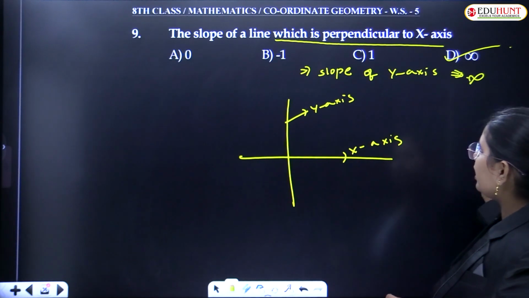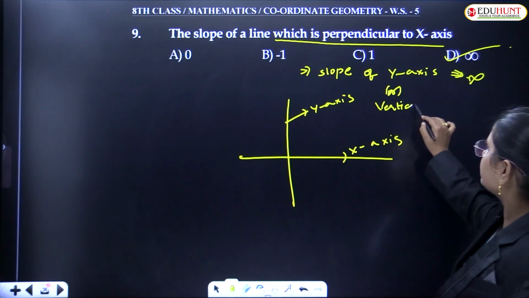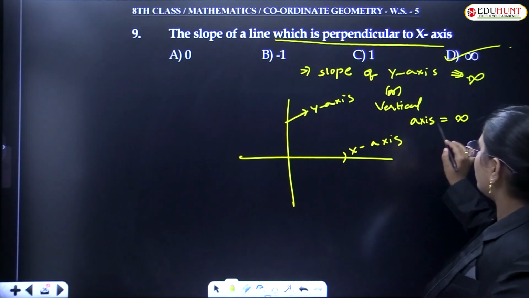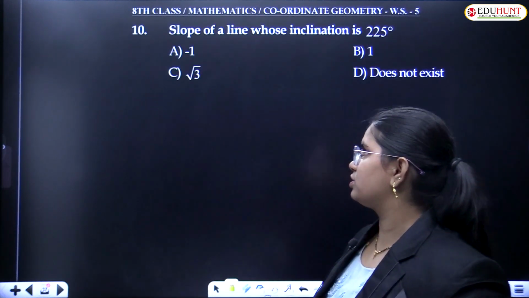So, the slope of the y-axis, or vertical axis, is equal to not defined. Chalo, we will get back to the next question.